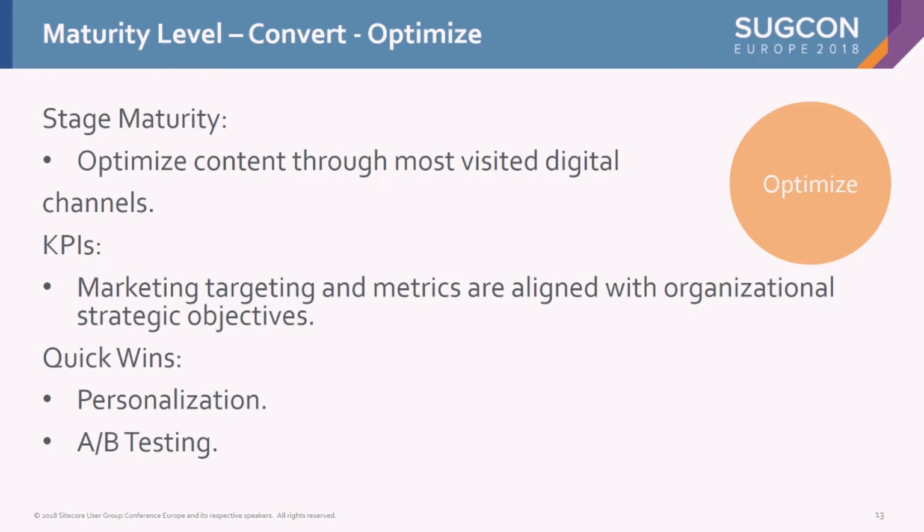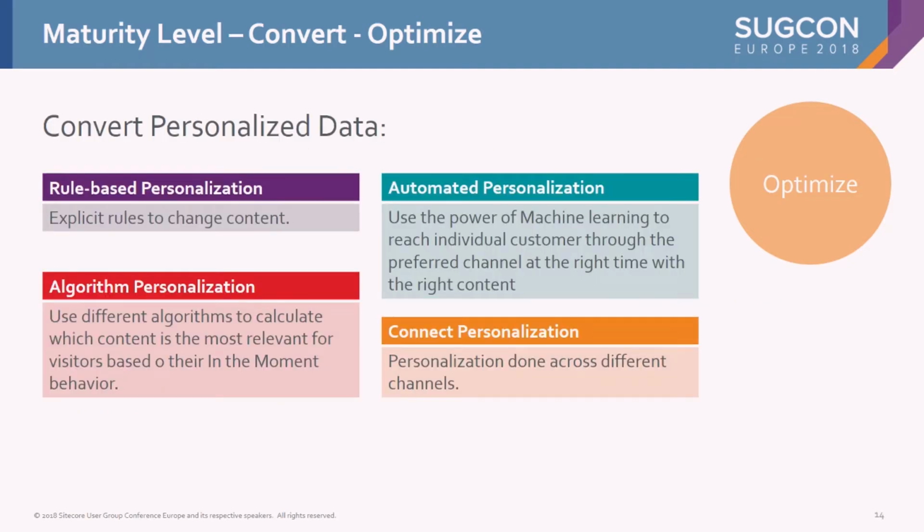The next stage is optimize, and we are looking into optimizing the customer experience through the most relevant channels they have. Basically, we typically look at personalization and A/B testing. I'm not going to talk about A/B testing, but for personalization, we have different types of personalization. The most known one is rule-based personalization.